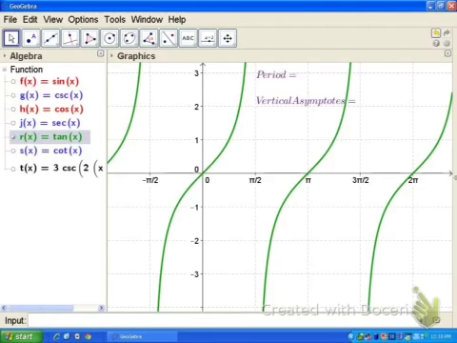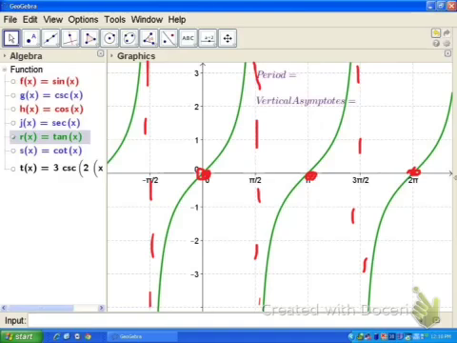And what you'll notice here is that I have vertical asymptotes at those places where tangent doesn't exist. And it would occur at pi over 2 and 3 pi over 2 and 5 pi over 2, and then on the negative end, negative pi over 2, and so on and so forth. What you'll also see smack dab in the middle of those vertical asymptotes, you'll see that the graph of tangent actually crosses over the x-axis. And those would be at all your values of pi.